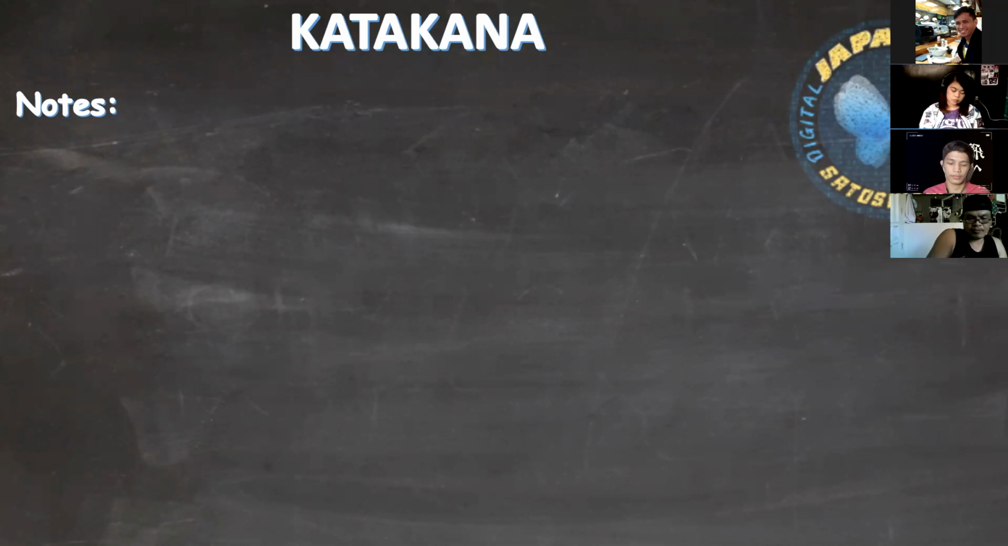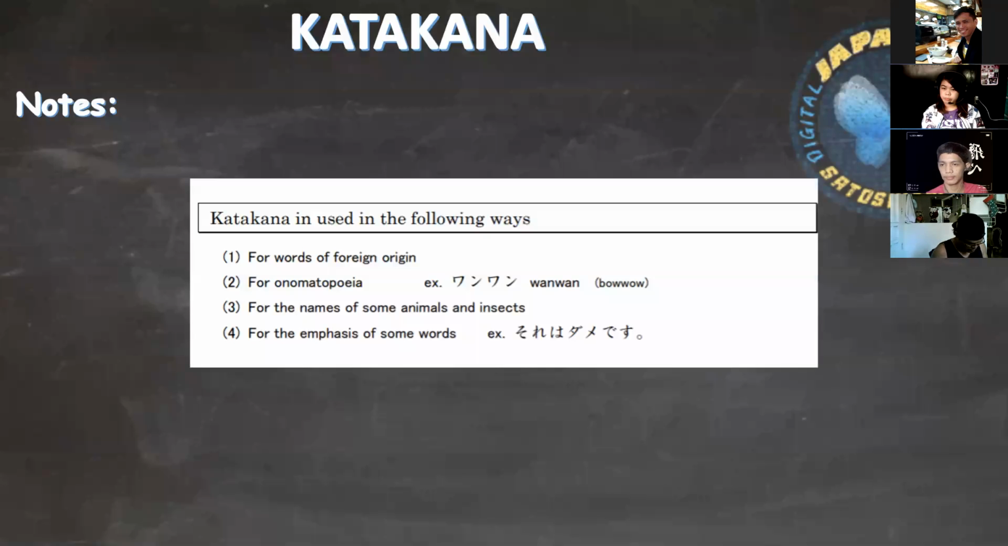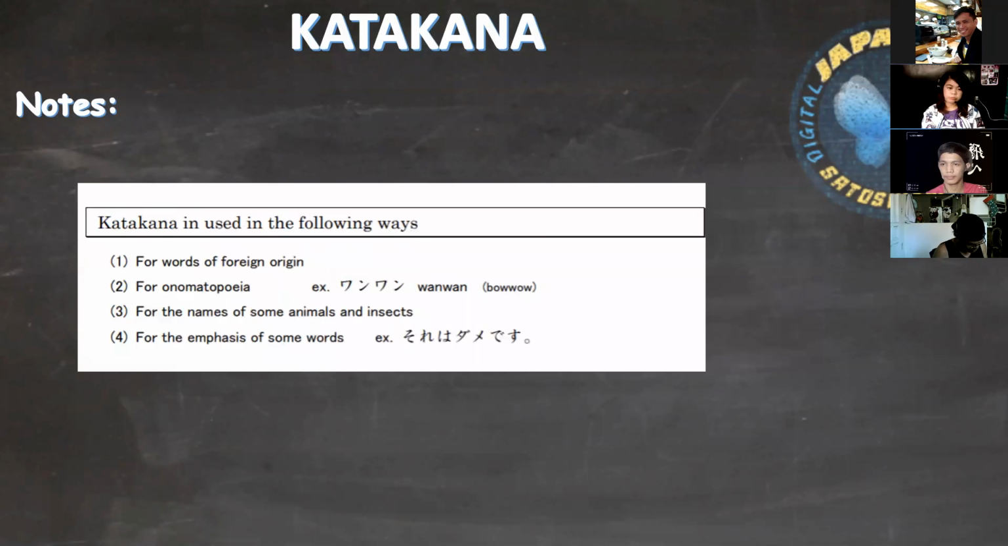Okay, chotto matte. Let's go first with our katakana. Okay, let me give you this one. Chotto matte. So the usage of our katakana. Okay, so these are the usages of our katakana, used for foreign words.